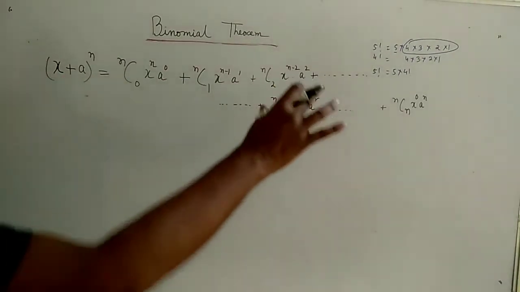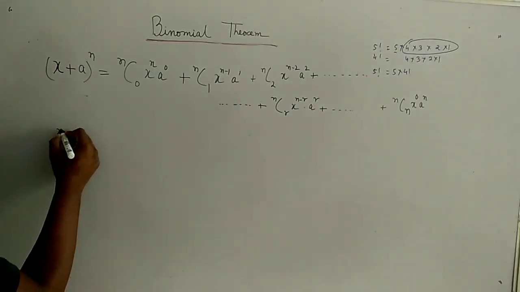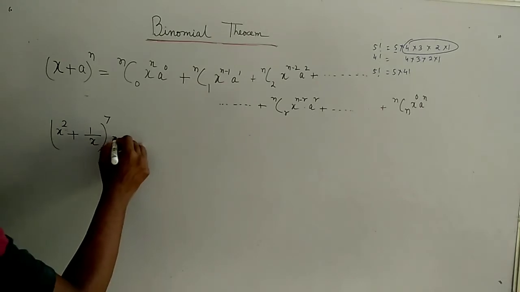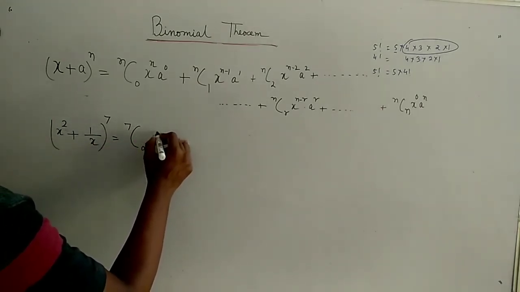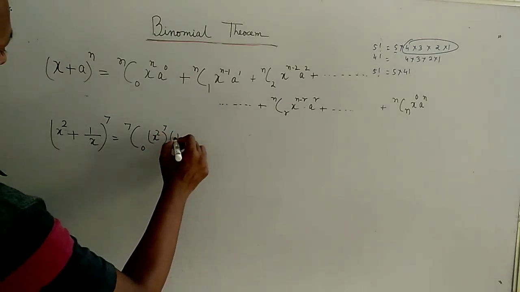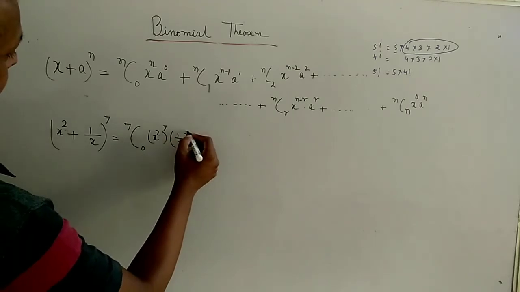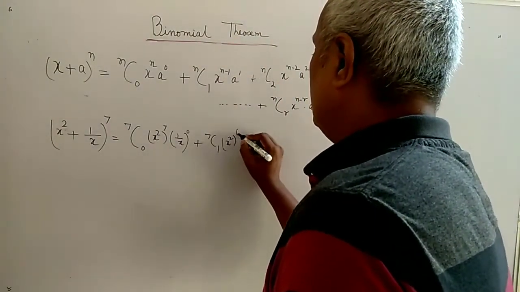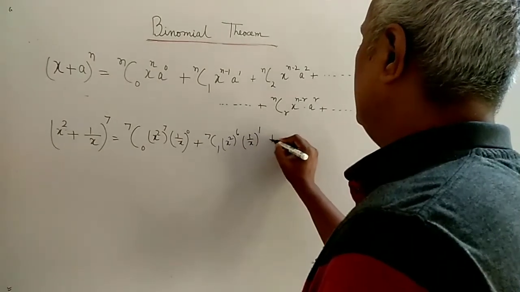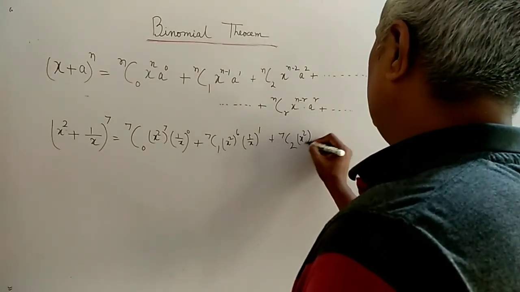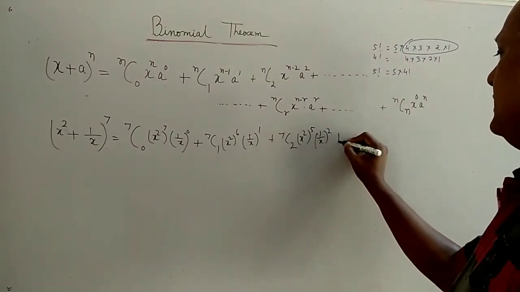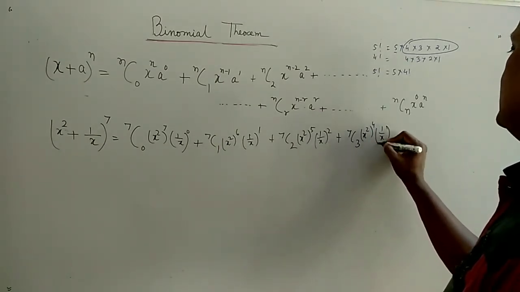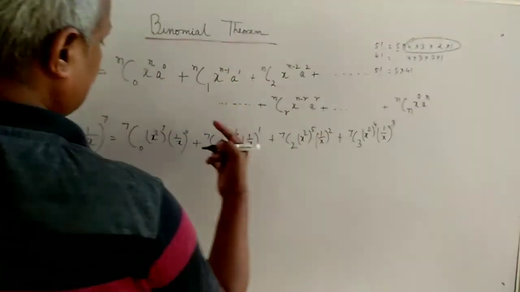Suppose I try to explain this whole idea with the help of one simple example. You can take anything, like x square plus 1 over x, whole to the power 7. Then what do we get? 7C0 x square to the power 7, 1 by x to the power 0. Then 7C1, x square to the power 6, 1 by x to the power 1, plus 7C2 x square to the power 5, 1 over x to the power 2, plus 7C3 x square to the power 4, 1 by x to the power 3. It has to be 7: 4 plus 3, 5 plus 2, all 7.